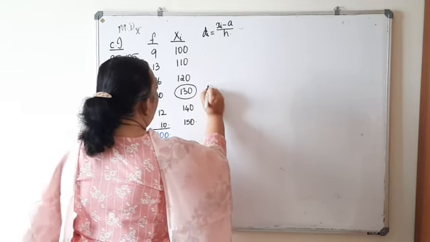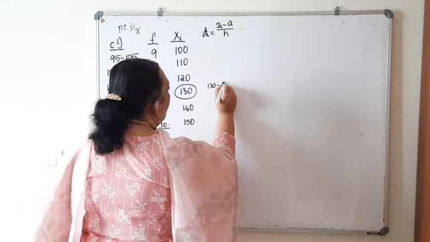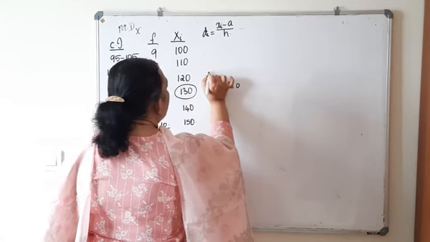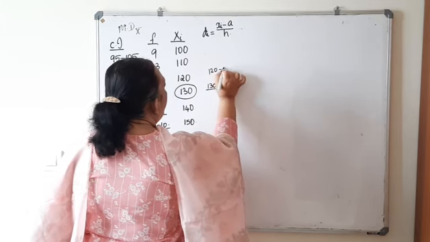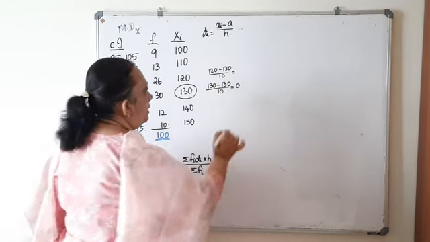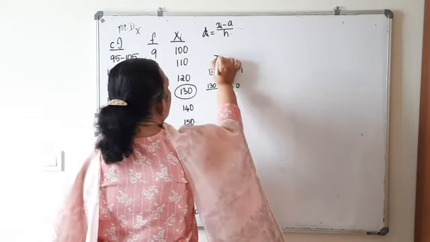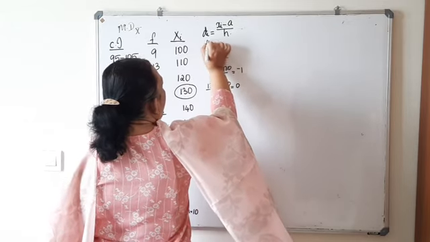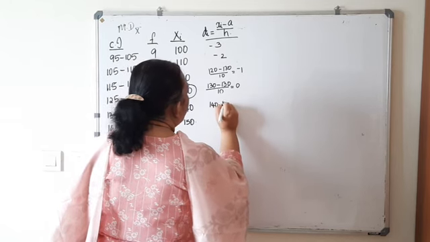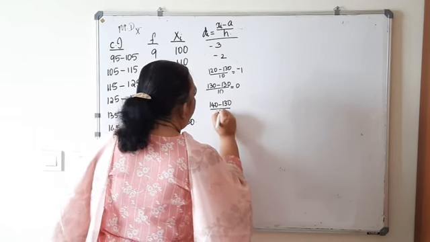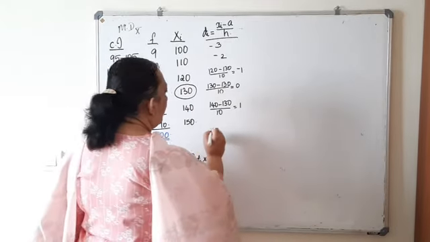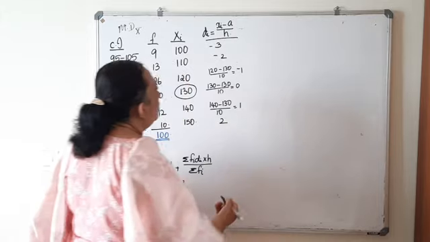So this one, 130 minus 130 divided by 10 is equal to 0. This one will be 120 minus 130 divided by 10. That is minus 10 by 10 is equal to minus 1. This will be minus 2. This will be minus 3. Here it will be 140 minus 130 divided by 10, 10 by 10 is equal to 1. 150 minus 130, 20 by 10 is equal to 2.